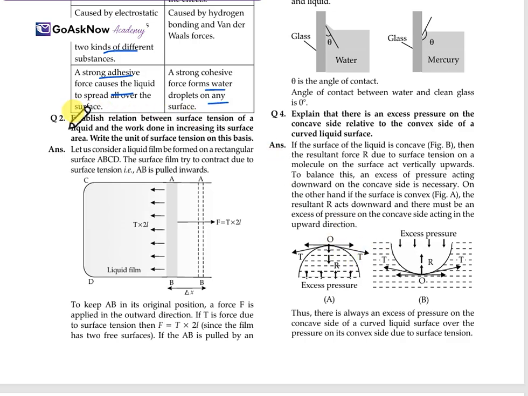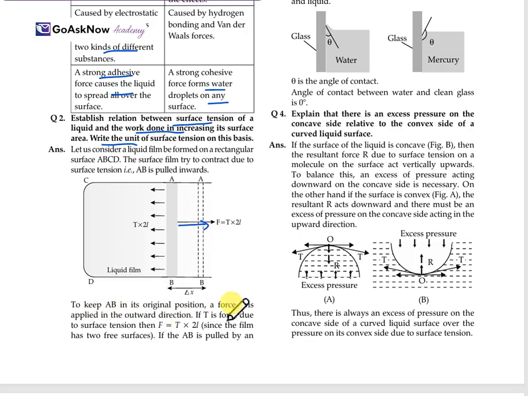I explained the relation between the surface tension of a liquid and the work done in increasing its surface area. Write the unit of surface tension on the basis of it. So firstly, let us consider a liquid film on the rectangle ABCD like this. The surface film tries to contract due to the surface tension. AB is pulled inwards. To keep AB in its original position, a force F is applied in the outward direction.